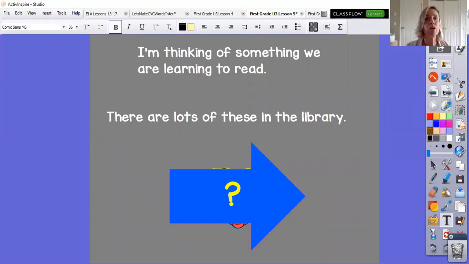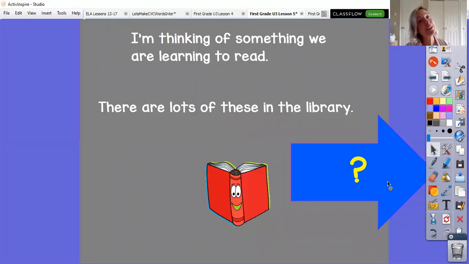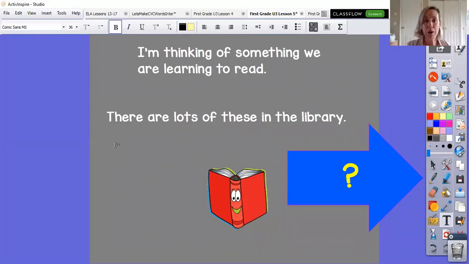I am thinking of something we are learning to read. There are lots of these in the library. What do you do at the library? You check out a, let's see if you guessed it. Did you say book? Because if you did, you're right. Let's think of how to spell book. B, that's right, the letter B. Then the double O. Book. Okay? All right, so now that we've looked at that, I'm going to move on to the ooh sound.